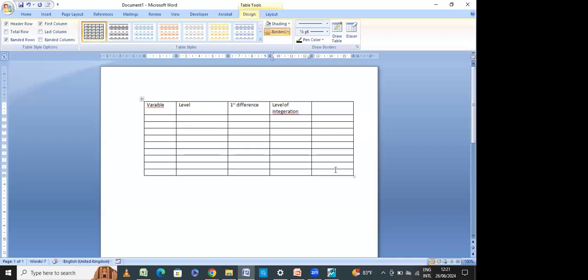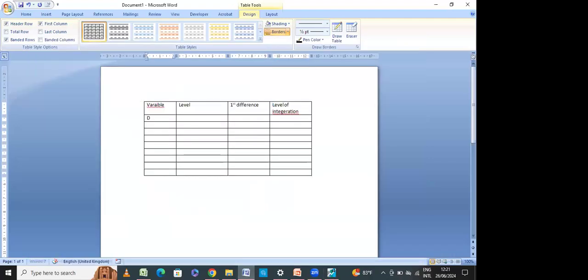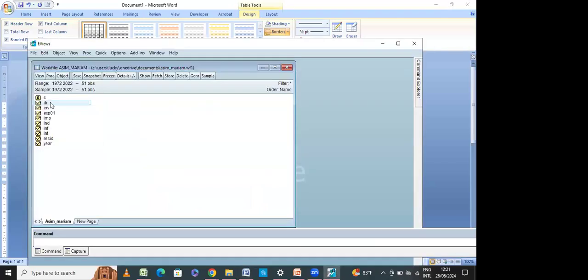I can delete this column, I don't need it. So here I have domestic credit, and I am going to put it in my Excel file. This is domestic credit, and here I am going to put its values. For example, first I check domestic credit.